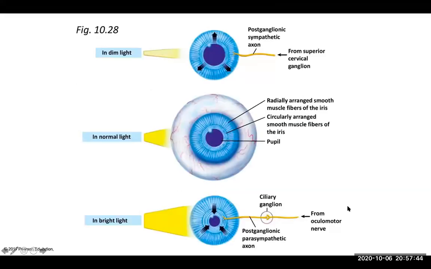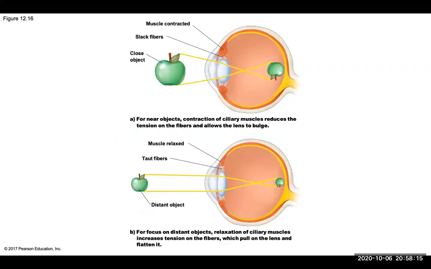So here's a look at the iris. In dim light, the iris will dilate the pupil, so that's a sympathetic response. So your fight or flight response will dilate your pupils. In normal light, you can see the different layers of iris muscles. And in bright light, the parasympathetic axon will cause a constriction of your pupil. And that is a parasympathetic nervous system response.